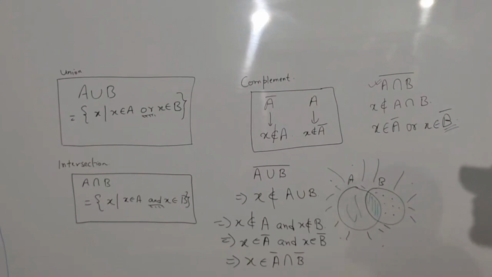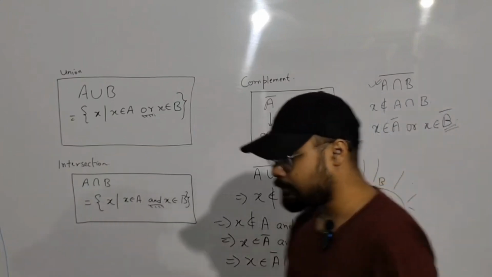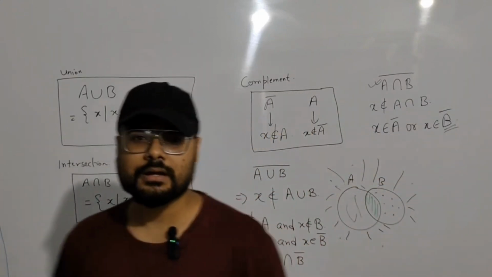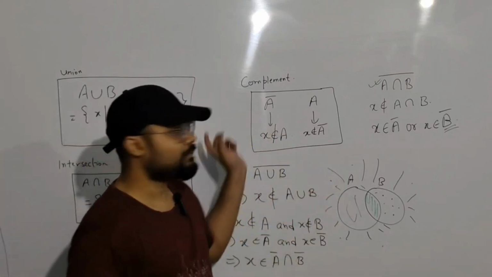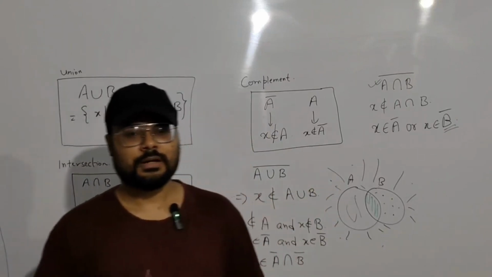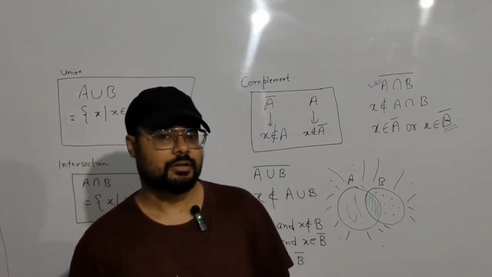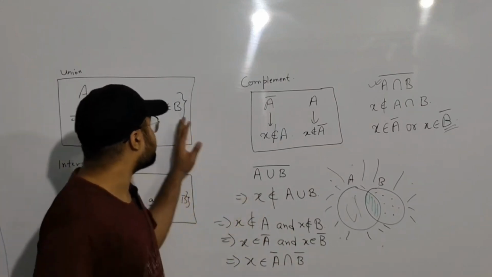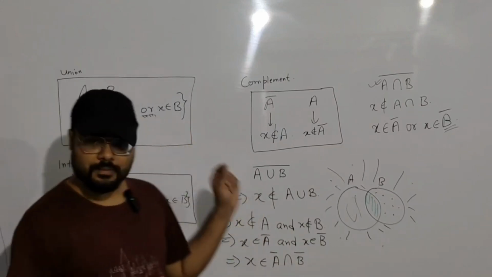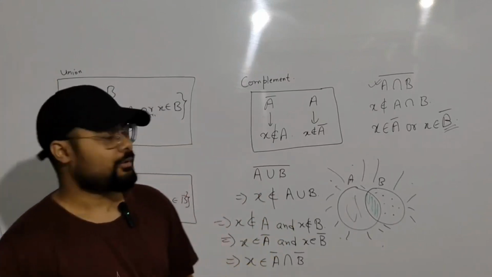So this is what De Morgan's law is. If you remember from propositional calculus, I have uploaded almost two or three videos on propositional logic, which include these basics: complement, and operation and or operation. I hope so.